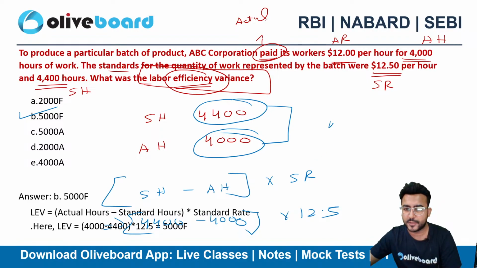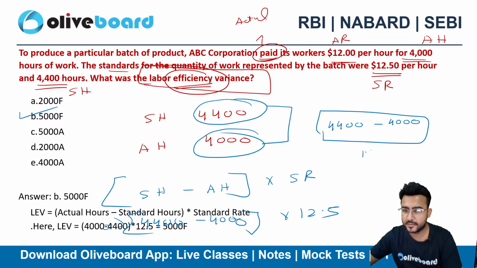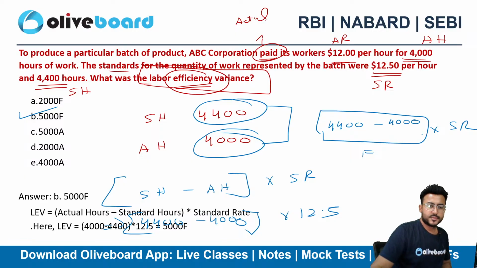How many hours did I get? 4400 hours. I completed the work in 4000 hours itself. So this is favorable, right? What is the standard rate? 12.5. So here 5000 favorable is the correct choice.